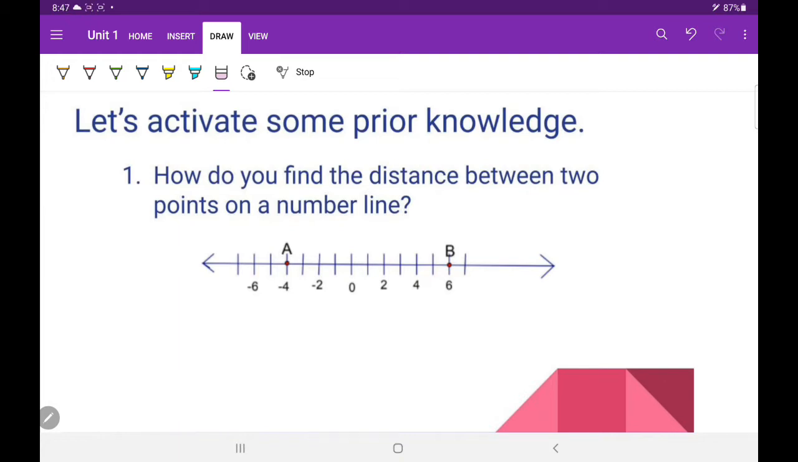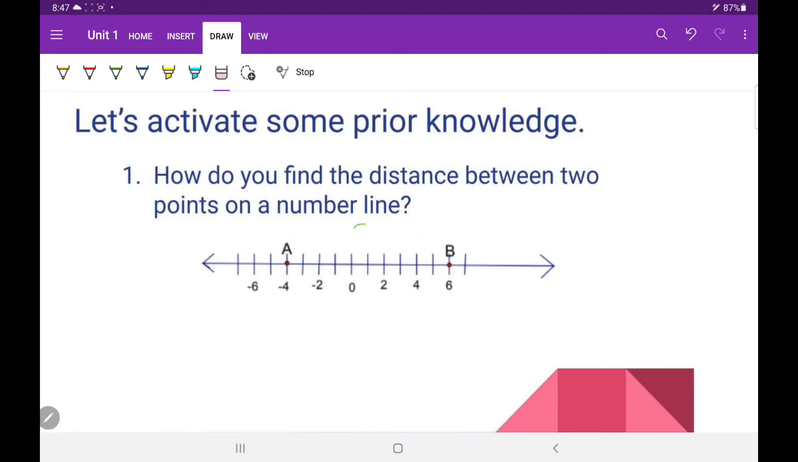Okay, some of the options you may have considered is that I could just count how many spaces. 1, 2, 3, 4, 5, 6, 7, 8, 9, 10. That's one way to do it when I have an actual number line, right? Another way that you might have thought to do it is to say, okay, from 0 to 6 is 6 spaces. And from 0 to -4, even though that's -4, it's still 4 spaces. So 4 plus 6 is 10. We got the same answer.